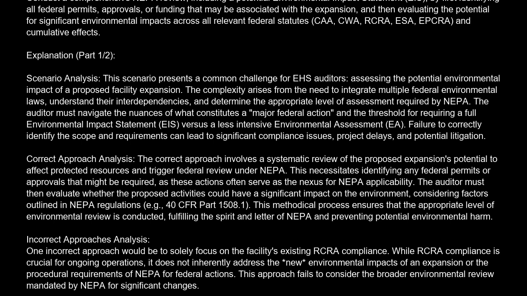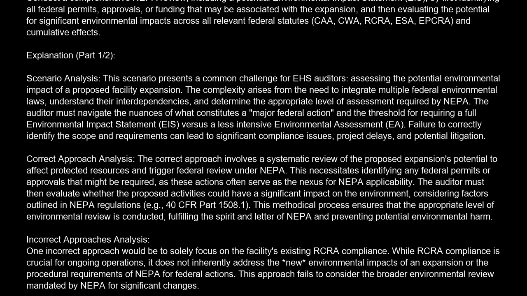Explanation. Scenario analysis. This scenario presents a common challenge for EHS auditors, assessing the potential environmental impact of a proposed facility expansion. The complexity arises from the need to integrate multiple federal environmental laws, understand their interdependencies, and determine the appropriate level of assessment required by NEPA.